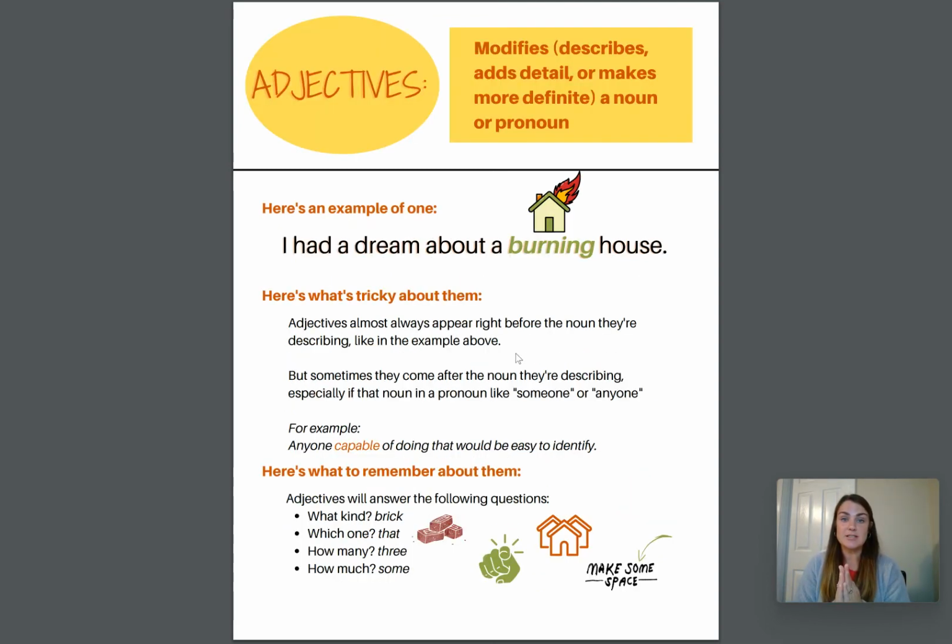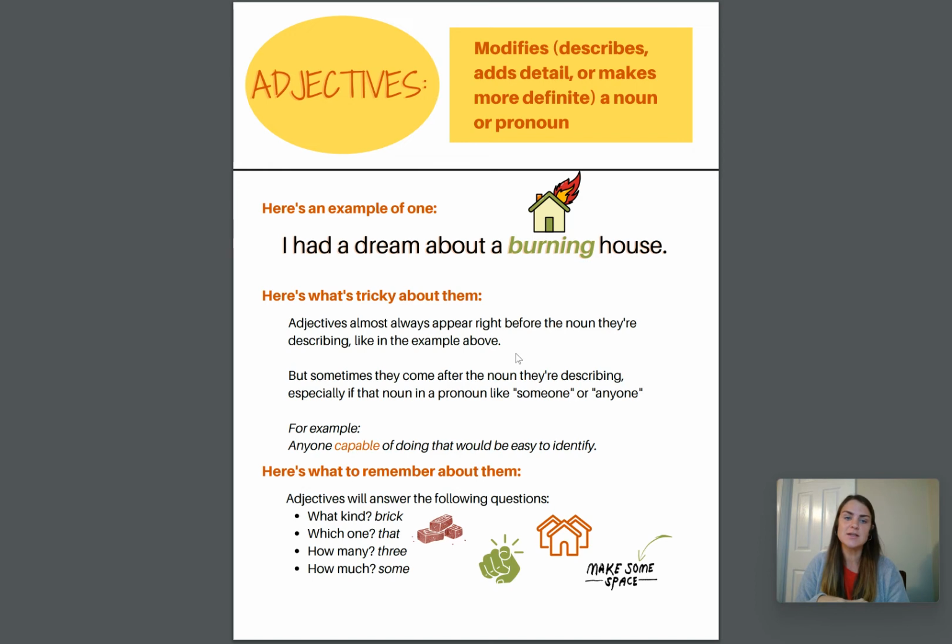Now we're going to go to adjectives. These are the words that modify, which just means describes, adds detail, or makes more definite a noun or pronoun. We know what nouns and pronouns are. Adjectives are the words that tell us more about those words. As an example: "I had a dream about a burning house." Burning is your adjective. It's telling you more about the house, which is your noun.